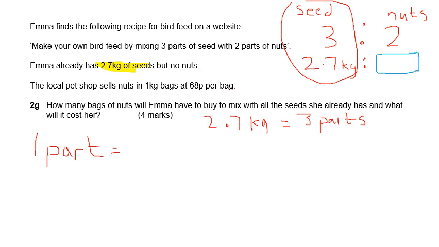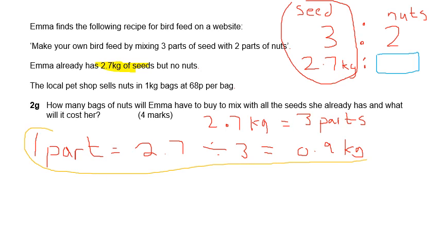If 2.7 kilograms represents 3 parts, then to find out one part, we need to divide 2.7 by 3, which gives us 0.9. That is the absolute key to doing any ratio question: finding out what one part is.